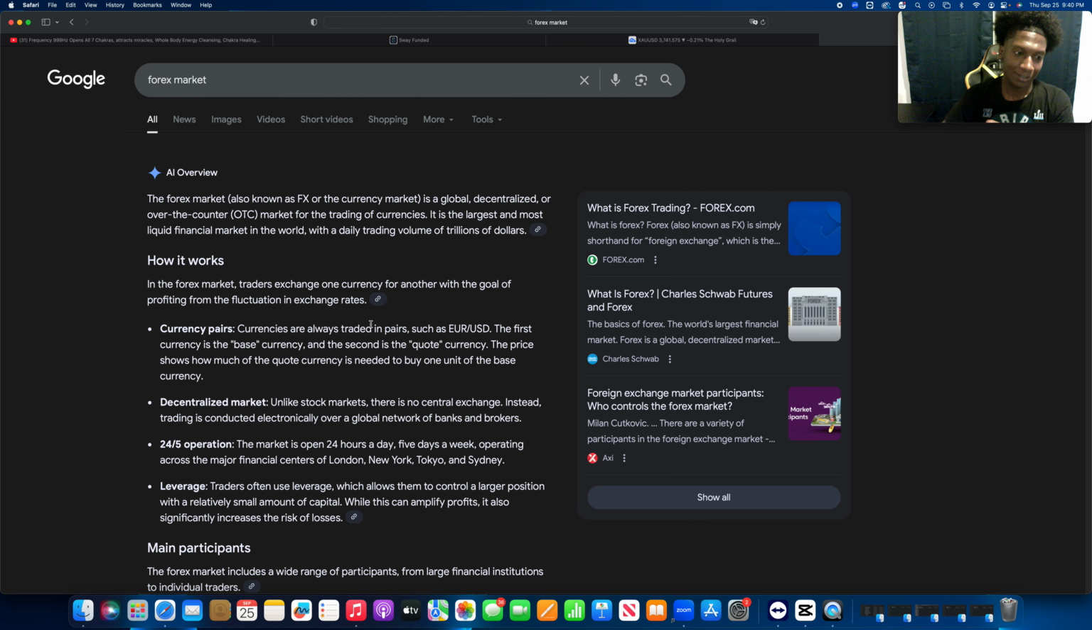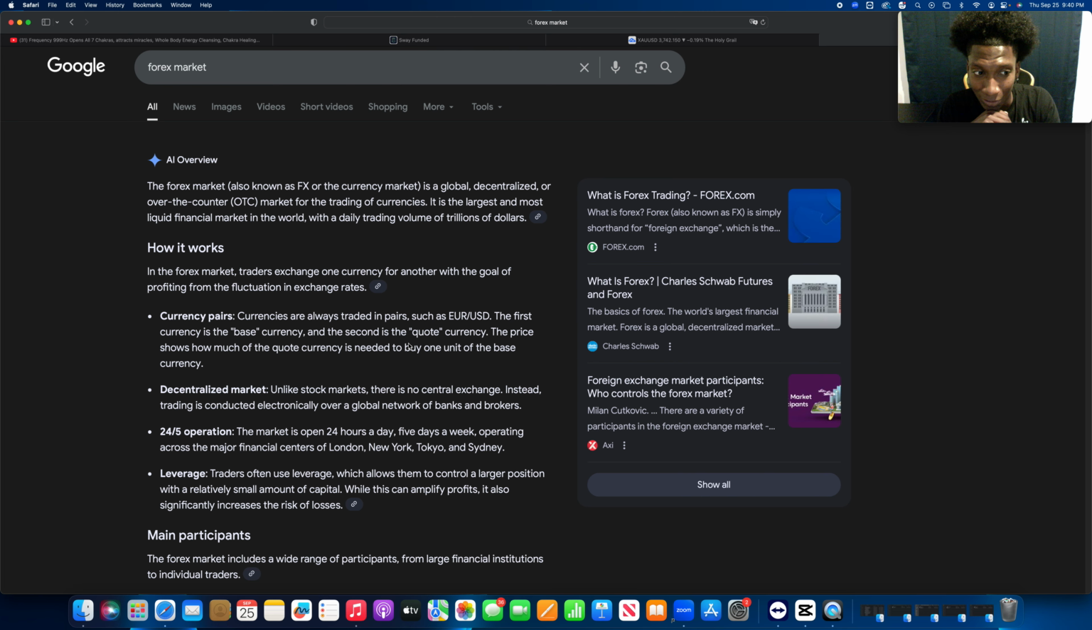And look, it also tells about these currency pairs. So part of understanding level 1 is also understanding what currency pairs are. And it says that currencies are always traded in pairs. Remember that. They're always pairs, such as the Euro USD. The first currency is the base currency, and the second is the quote currency. And price reflects this based on the strength of the base or the quote currency.